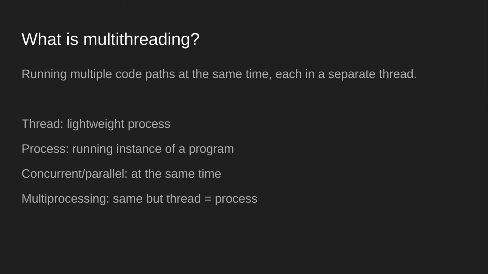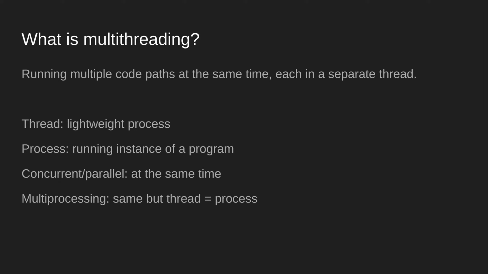So what is multithreading? Well, multithreading is just when you have some code and you are running it from multiple threads. So usually when you have a program, there is one thread of execution, right? You do one thing after another. But when you multithread, you're doing things at the same time. There's two code paths or more, each for one thread. And a thread is just a lightweight process. And a process is just a running instance of a program.